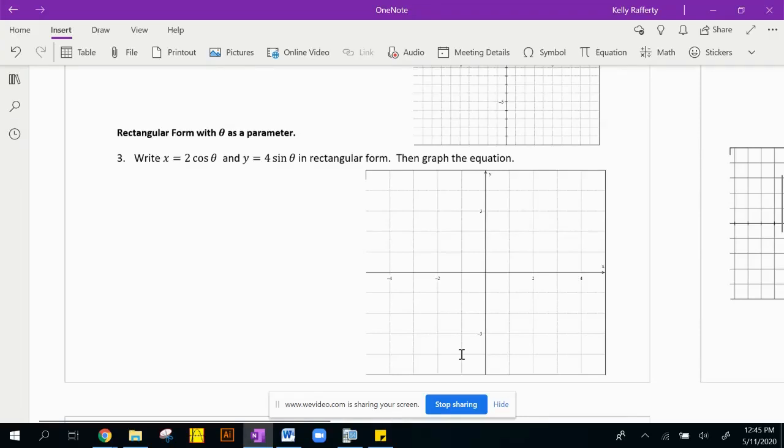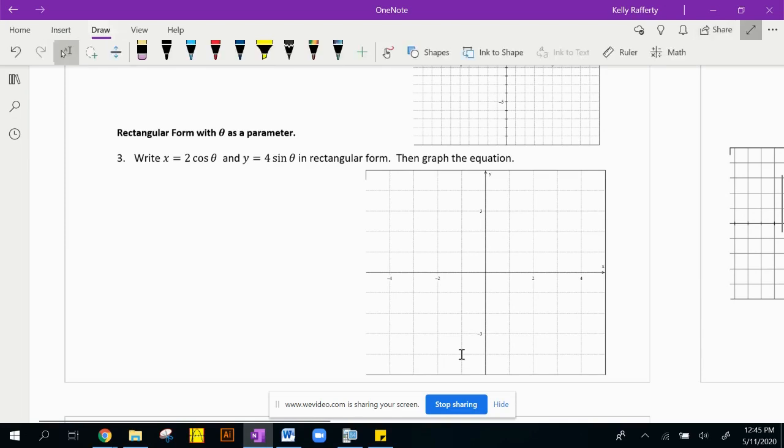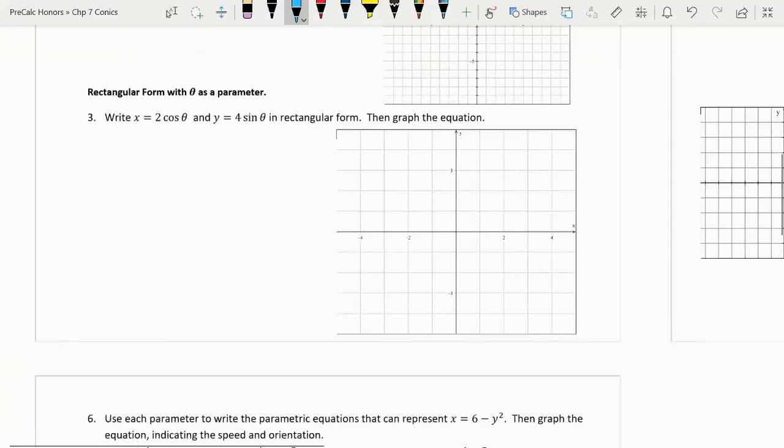All right, continuing on with parametric equations. Now we're going to get into some parametric equations with theta as a parameter. And we can link these a few ways. So for this one, we've got x equals 2 cosine theta and y equals 4 sine theta. I want us to make two important connections here.